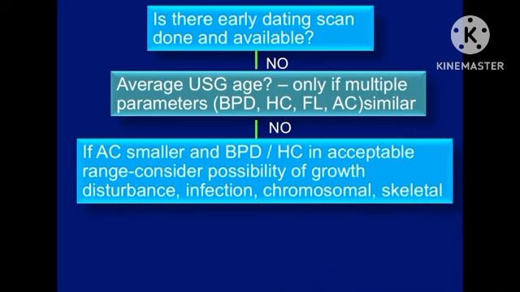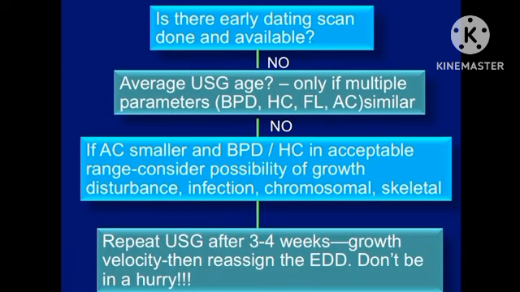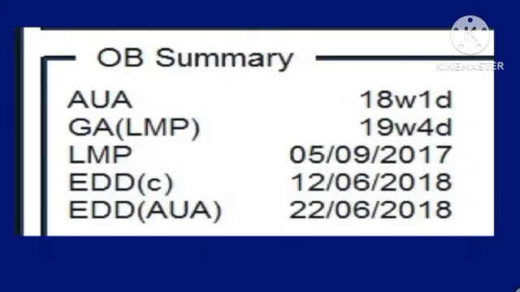If the AC is smaller, and BPD, HC, FL are in the normal range, or maybe sometimes the FL and HL are smaller but BPD, HC are normal size, then I will consider the possibility of growth disturbance, TORCH infections, chromosomal problems, skeletal problems, etc. And then I should ask for a repeat ultrasound scan. I should look at the growth velocity. I should look at other telltale signs of infections or chromosomal abnormalities, and then take action accordingly. Now look at this typical report.